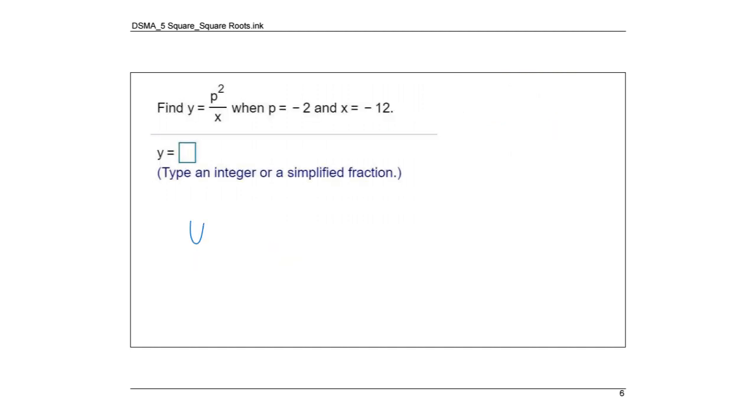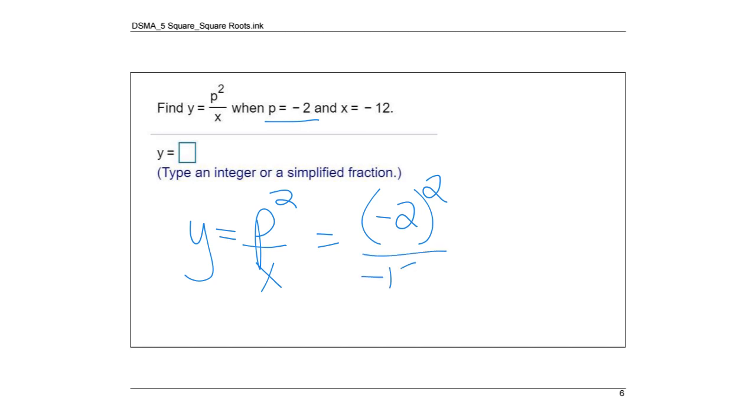Okay, so a little more substitution. We have y equal p squared over x. It tells me that p is equal to negative 2. Make sure you always use parentheses when you're substituting in. And then x is negative 12. So negative 2 times negative 2 gives me a positive 4. On the bottom, I have negative 12. So I know this is going to be a negative number, because I have a positive over a negative. Then we can simplify this. 4 goes into both the numerator and the denominator, so I would end up with 1/3. So this is going to be negative 1/3.